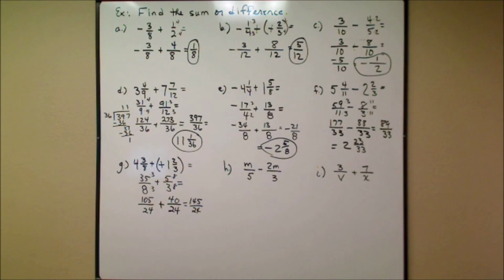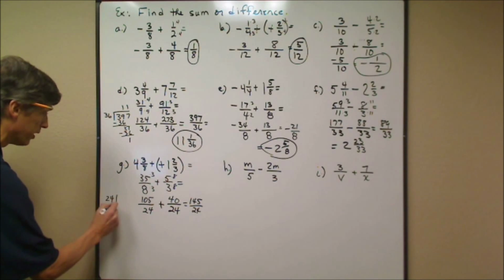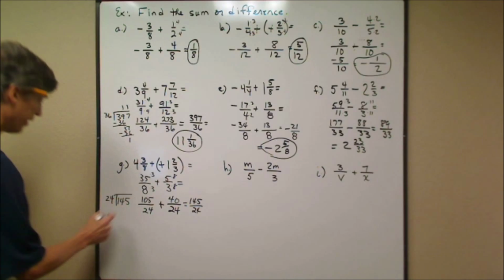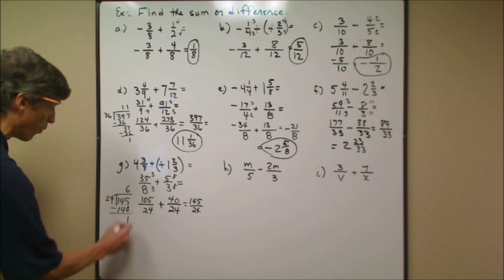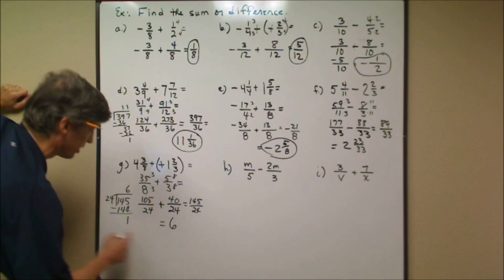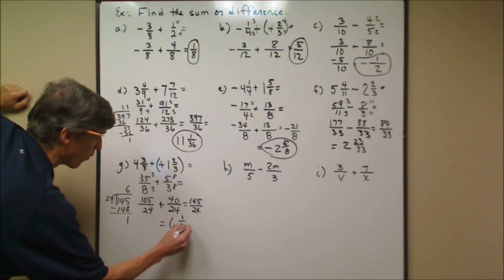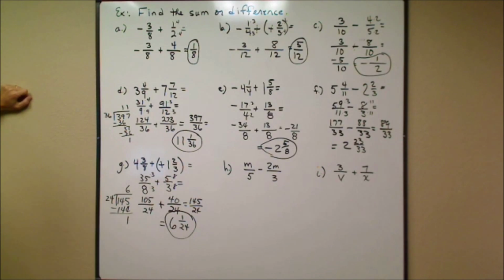Now I'm looking to see if anything will divide top and bottom. I don't think it will. 3 doesn't divide into 145 evenly. So I have to do some division here. 24 into 145. I believe it goes in 6 times. It does. It goes in 6 times with 1 left over. So this is 6 and 1/24 for my answer there.